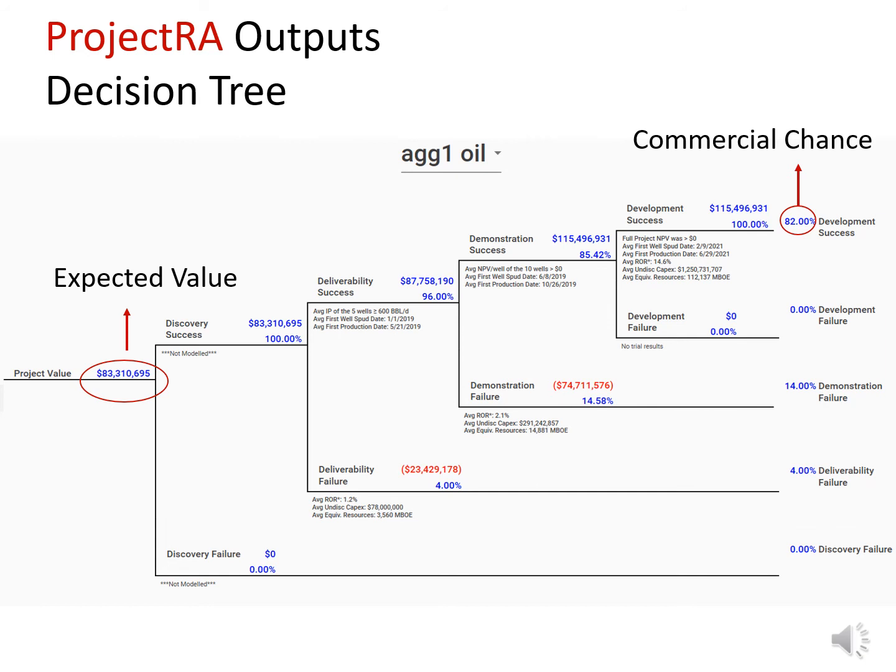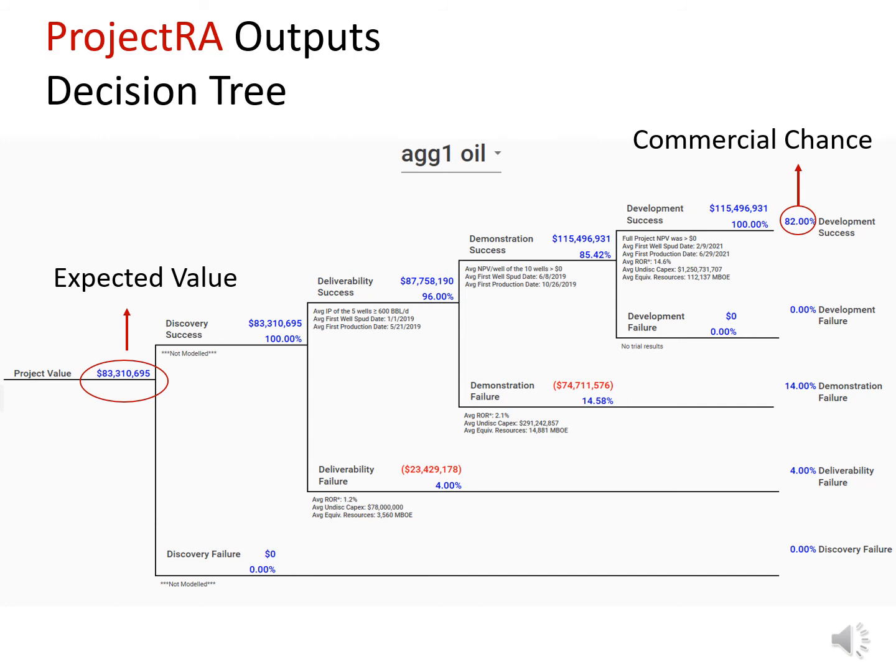Well, ProjectRA is going to generate several different outputs, obviously. For me, the one that I find most critical and useful is the decision tree. We showed a cartoon version of this a little earlier, where I'm actually going to be able to interrogate the economic results of the success or failure at each stage in my project.